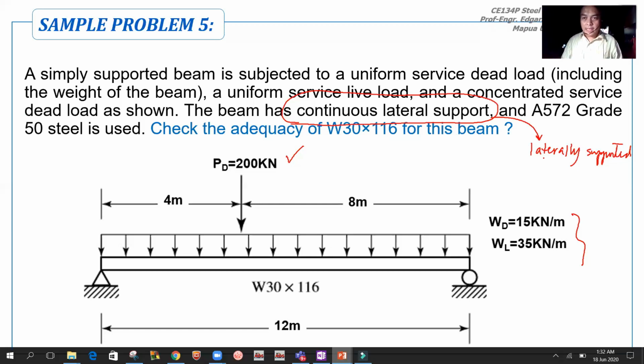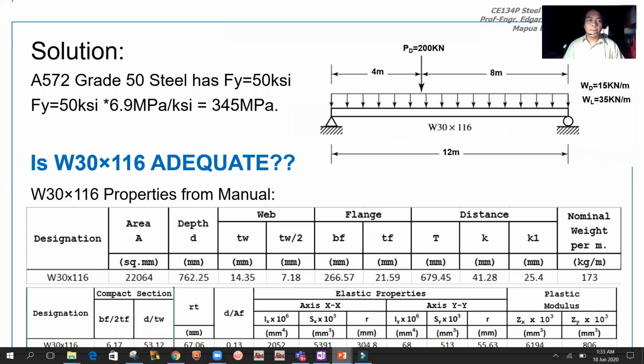Okay, so the steel is of grade 50. So, FY niya 50 KSI. Then, we are asked to check for the adequacy of this size, W30 by 116 for this beam. Okay, check adequacy. So basically, we will check it first sa flexure kasi sa flexure pa lang tayo. Later on, we could check it against shear at saka deflection din. Okay, so for the meantime, for flexure muna. Okay, so these are the given and these are the properties of the section which were taken from the manual.